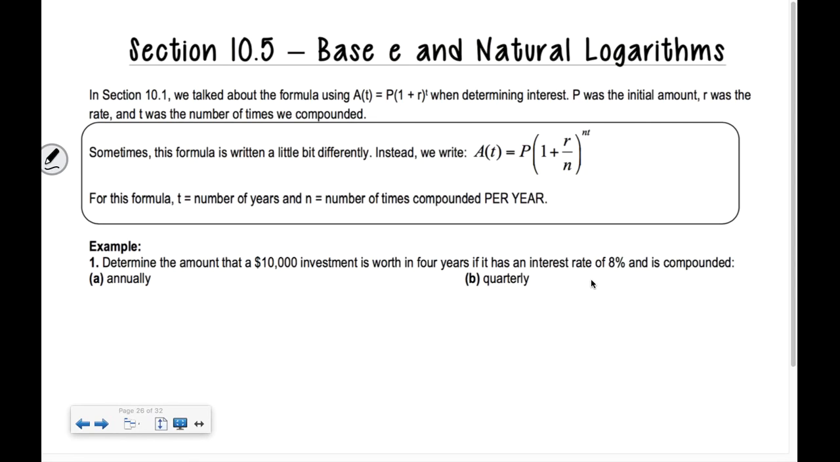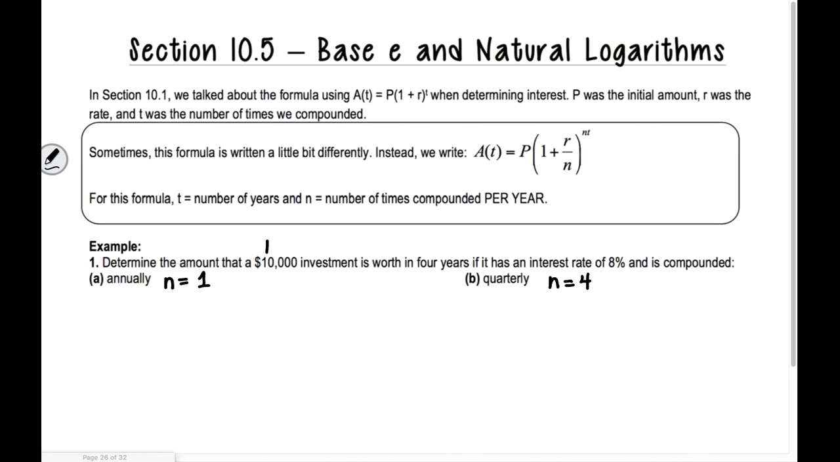Determine the amount that a $10,000 investment is worth in 4 years if it has an interest rate of 8% and is compounded annually and quarterly. Annually, the number of times it's compounding each year is just at the end of every year, so n equals 1. Quarterly, we use an n value of 4: 4 quarters, 4 times a year.